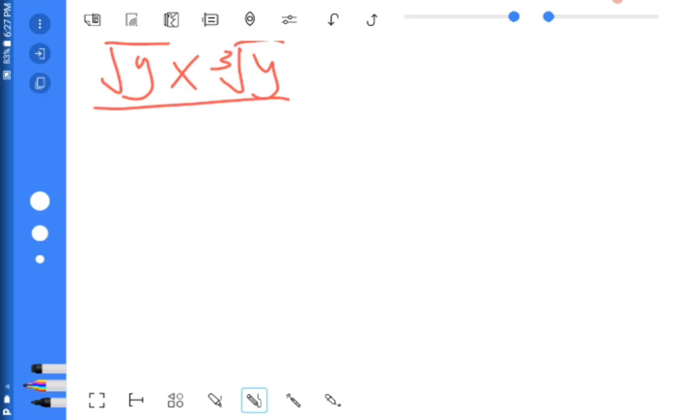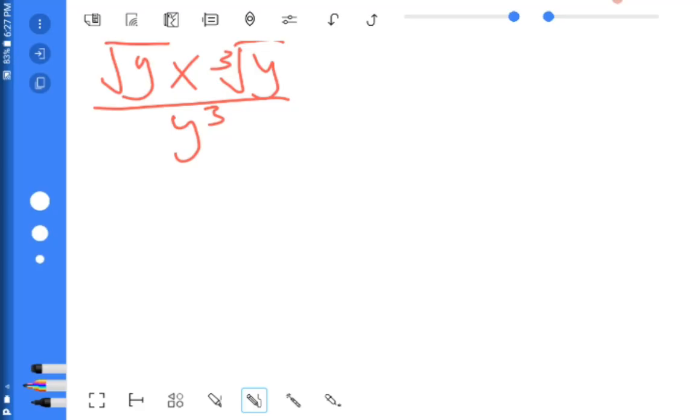So the next question is simplify. We have root y times cube root y divided by y cube. Good. So that is the question.